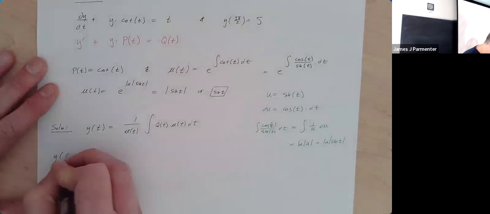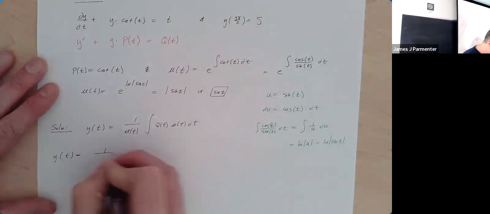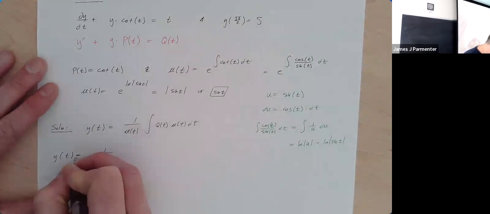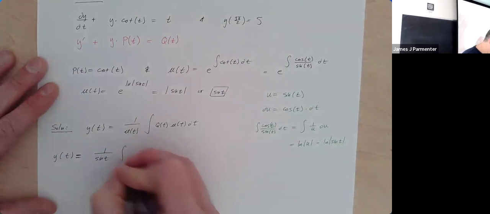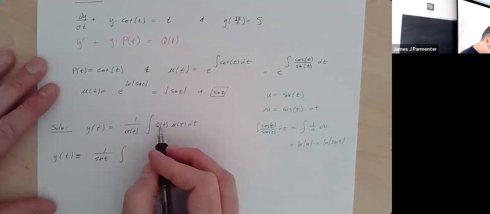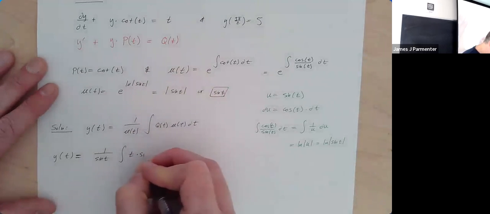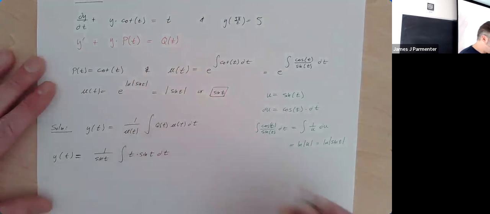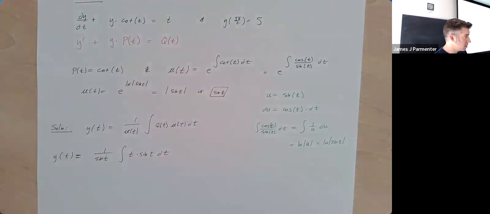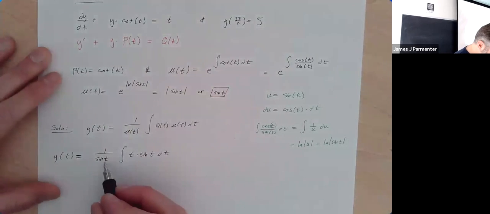My y of t is going to equal 1 over sine of t times the integral of q of t, which is just t, times sine of t. And here we do need to use integration by parts. I know, but it's only a one-step integration by parts, right? At least it's not t squared. In fact, I'll remind you, there is tabular integration, which I'll remind you of in a second if we want to.